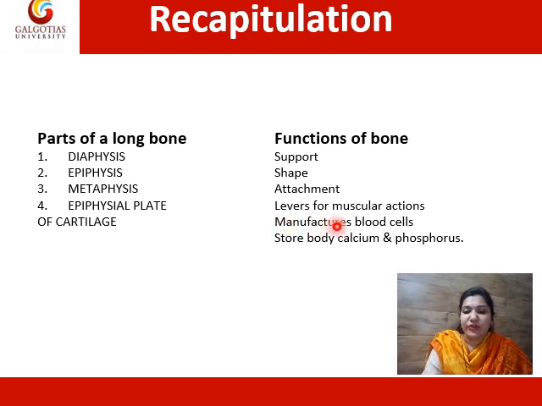The bone manufactures blood cells. The bone marrow is producing RBCs and WBCs in our body, and it also stores body calcium and phosphorus. Yes, the bone is the storehouse of the calcium and phosphorus in our body. So this is the recap of our previous class. Let's come to today's topic.